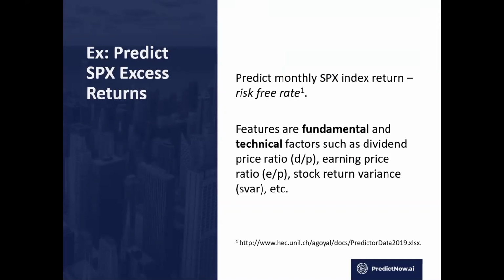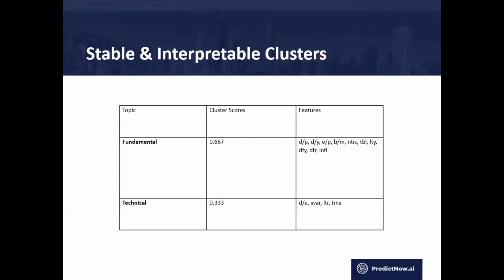The features that were used in this public data set are fundamental and technical factors such as dividend price ratio, earning price ratio, the volatility, and so forth. And we will see if we apply this cluster-based feature selection, what kind of cluster did it find? Once again, it finds very intuitive cluster. The top cluster that we found is fundamental variables. We call it fundamental variables, but this is the name we give to them because if you look at it, it talks about earnings, talks about dividend, talks about the inflation rate, and so forth.